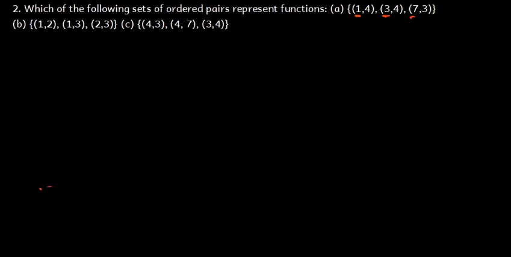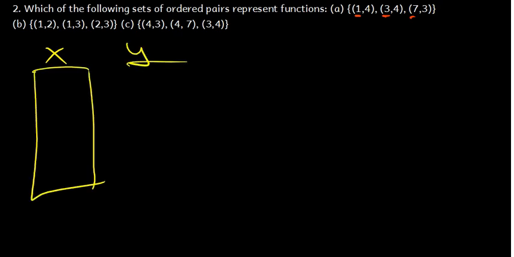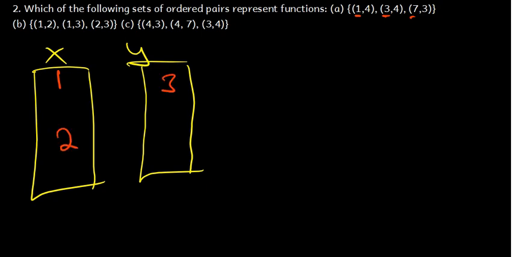We go to part B, we see if that is a function. So we're going to have also x, y. What values do we have? We have got 1. We have got 2. Then we have got 3. And then we have got what? We have got 2 and 3 here.